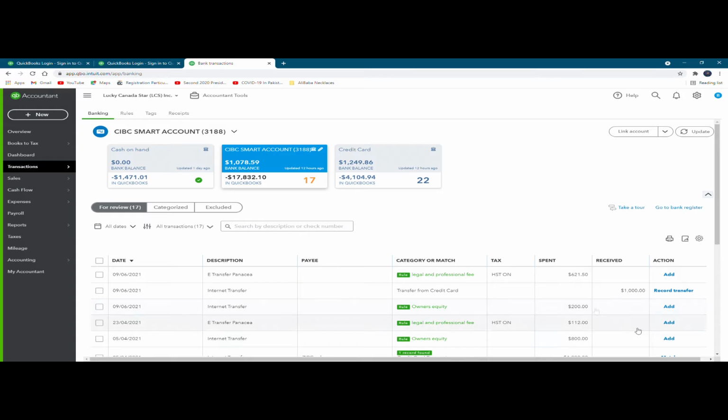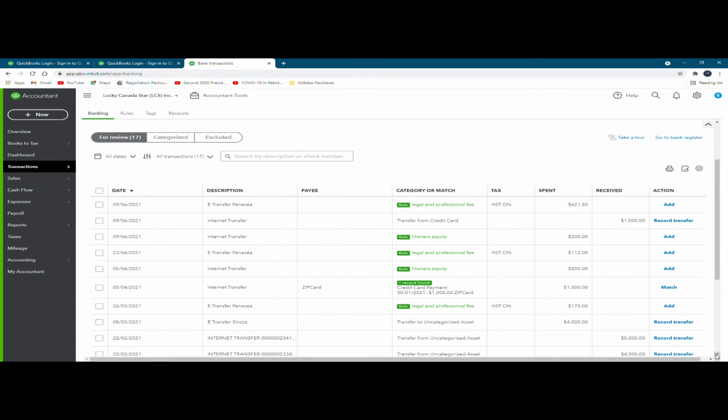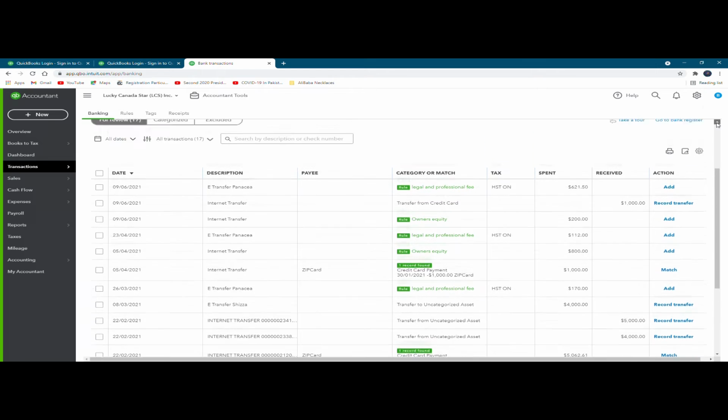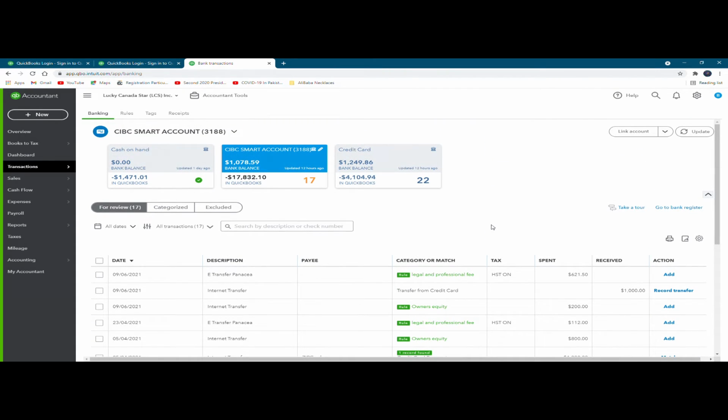Similarly, when we click on the bank account, we find that there are different transactions. For example, over here we see transfer to uncategorized asset. Frankly, we don't know what type of transaction it is, so we need to seek additional information. Then transfer from uncategorized asset. When you come across such types of transactions, additional information may be required to reconcile and match these transactions so that the source document and the QuickBooks record are all in line.